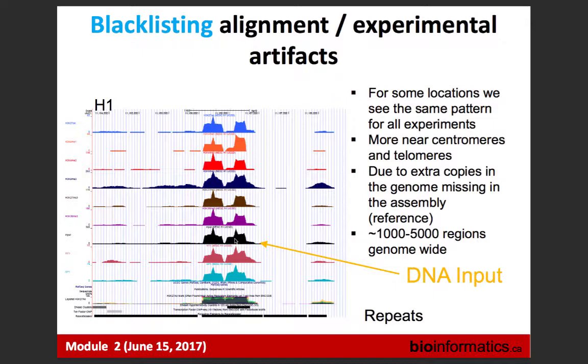How many would you expect? It's about 5,000 genome-wide. But what is dangerous about those spots? That they will be the same for different experiments. So if we don't do this filtering using input, then we will discover concordance for those locations between different experiments, and this is probably not what we would like. So those regions are good to remove.